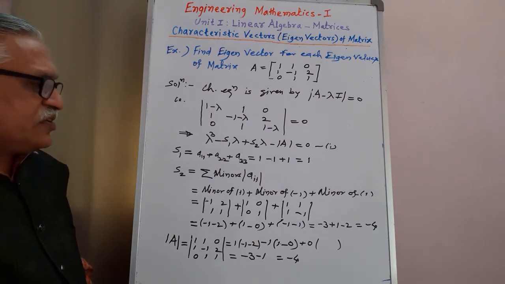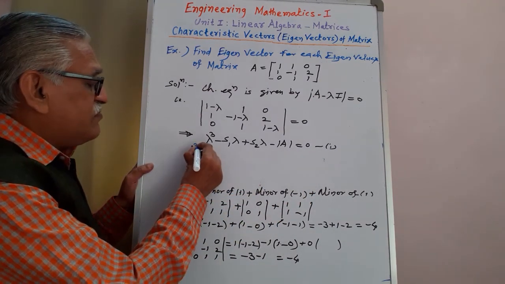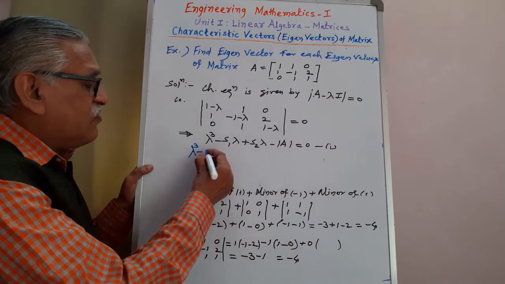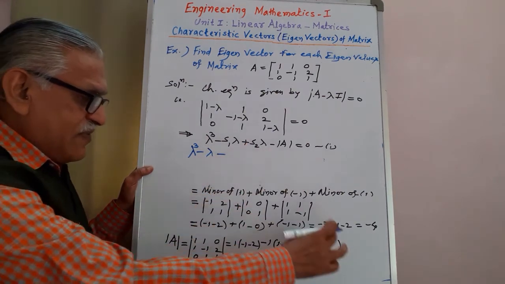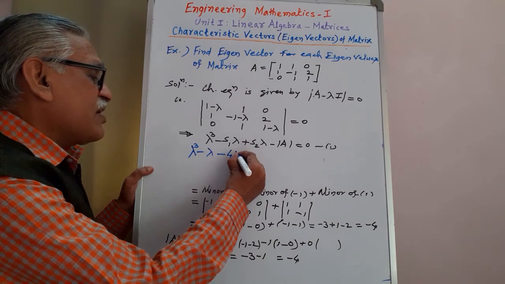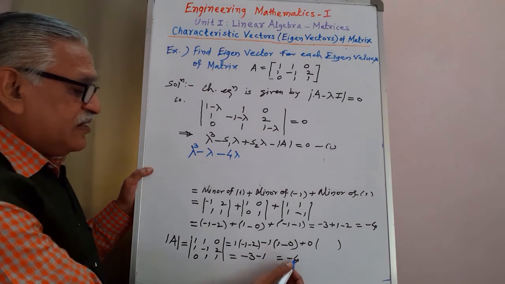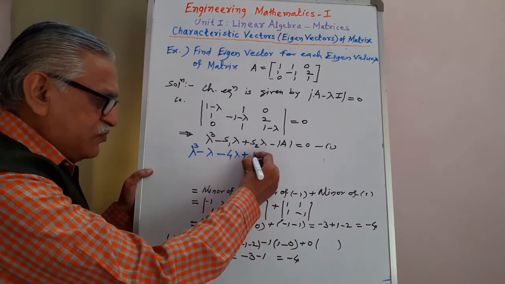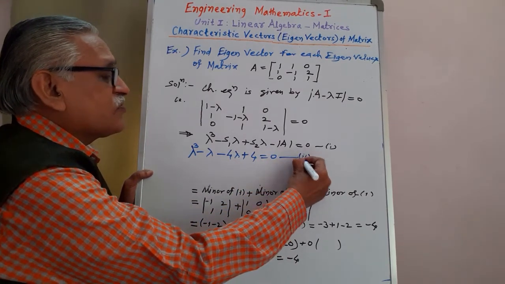Substituting all these values in equation 1. The equation is lambda cube minus S1 lambda square. The value of S1 is 1, 1 into lambda square we get lambda square. Plus S2 lambda. The value of S2 is minus 4 lambda. And minus determinant of A. It is also minus, and therefore that minus and this minus become plus 4, equals 0, equation 2.